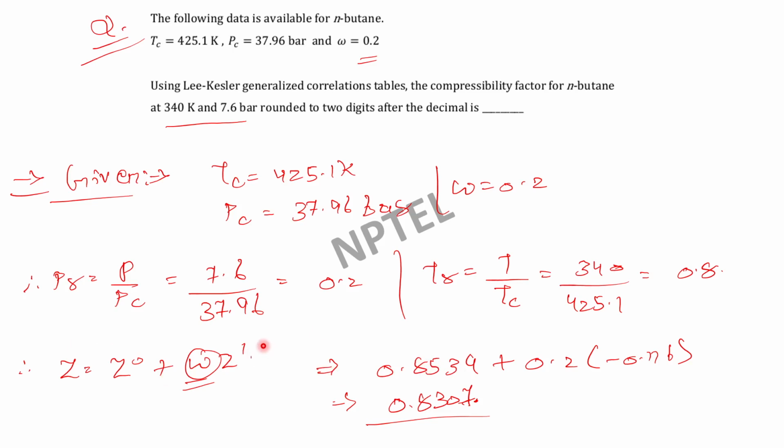Now Z0 and Z1 can be found out with the help of the generalized correlation tables of Lee-Kesler. So using these Tr and Pr values, I found the values of Z0 and Z1, and put them directly in the equation to find the compressibility factor Z. You have to see the Lee-Kesler correlation tables, find the values of Pr and Tr there, find Z0 and Z1, and then use the equation Z equals Z0 plus omega Z1. Omega is given to us as 0.2. Using Pr of 0.2 and Tr of 0.8, you can find the compressibility factor Z, that is 0.8307.